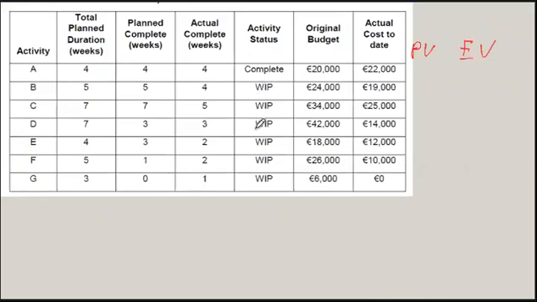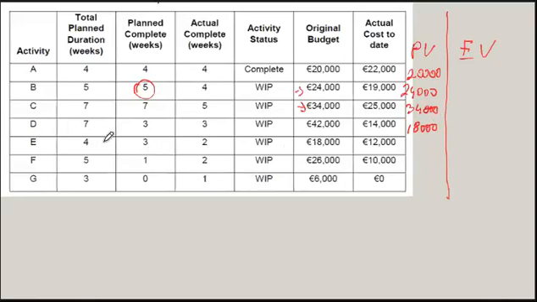So at the end of that 10th week, planned value for activity A is 20,000. For activity B, we plan to have completed 5 weeks, so that will be in relation to the original budget, 24,000. For activity C, we plan to have it completed, so the same as the original budget for that activity, 34. For activity D, we are planning to have completed 3 out of 7, so 3 over 7 multiplied by 42, so 18,000. So that's our planned value.